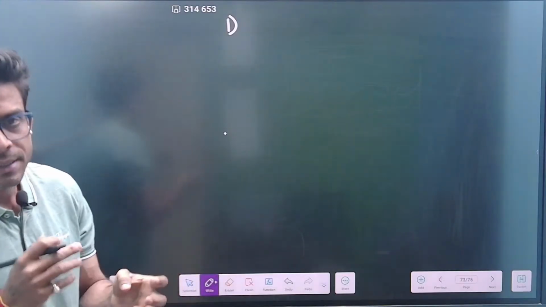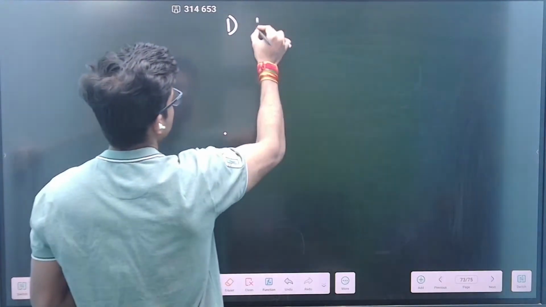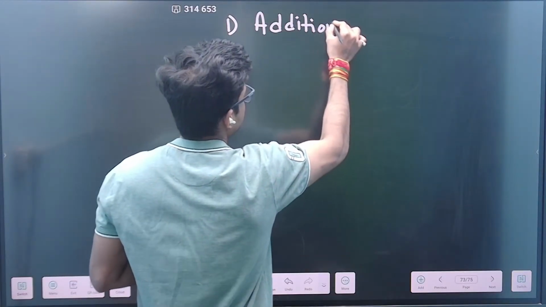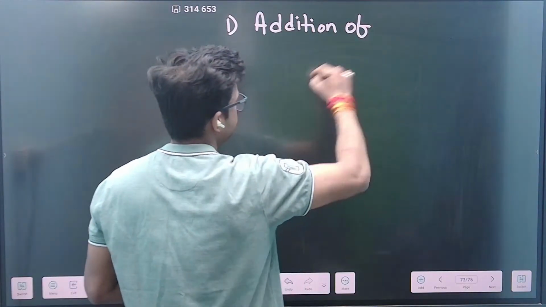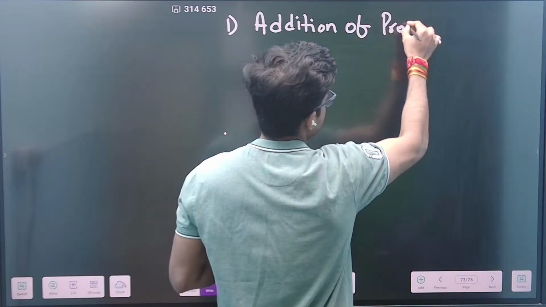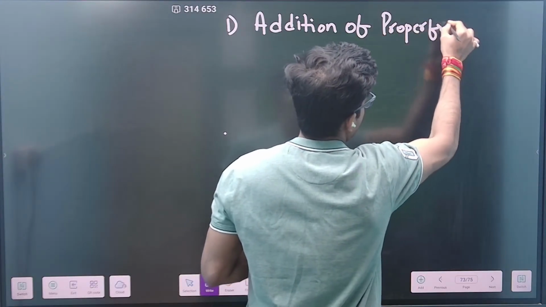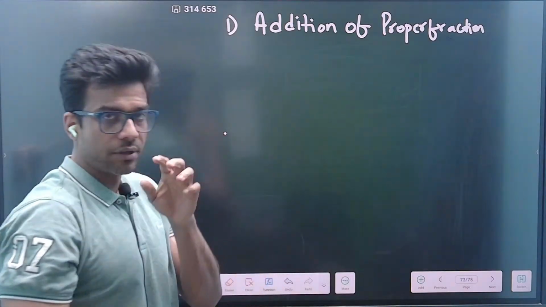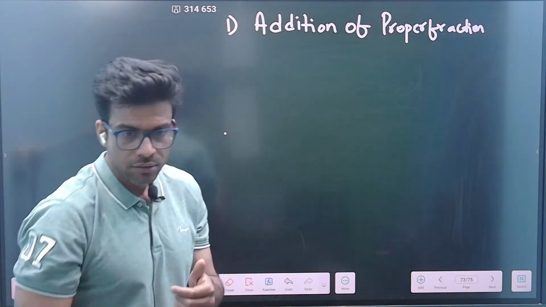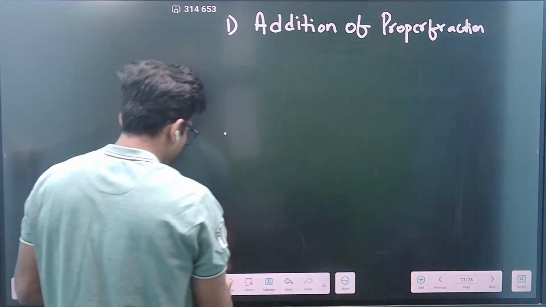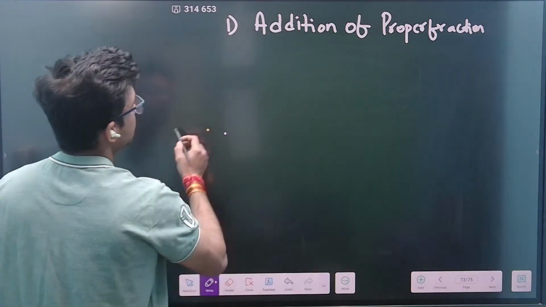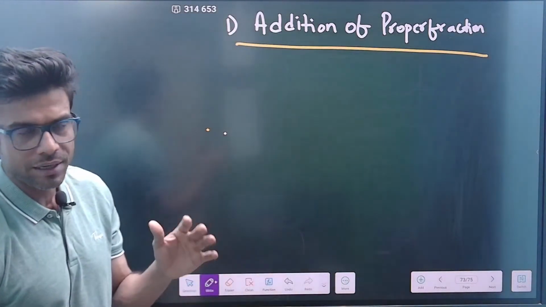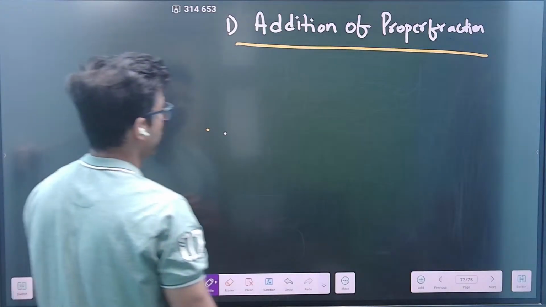Which is called addition of proper fractions. What is basically addition of proper fractions? Sorry, am I audible now? So what is basically addition of proper fractions? If I write this down, you are adding proper fractions. Always remember these rules apply in adding proper fractions.